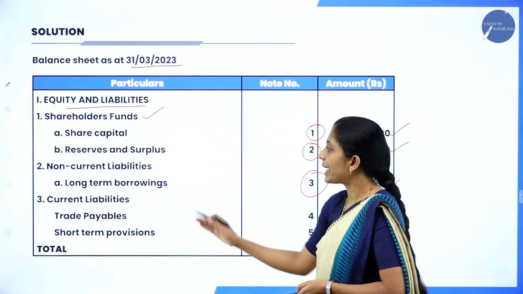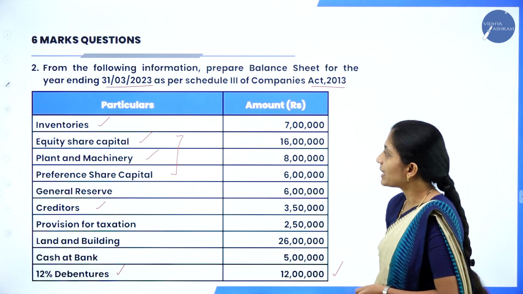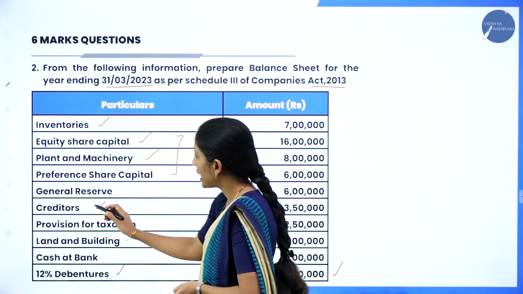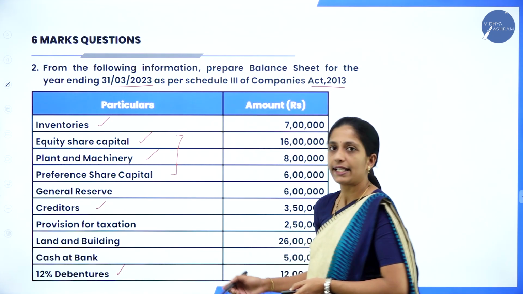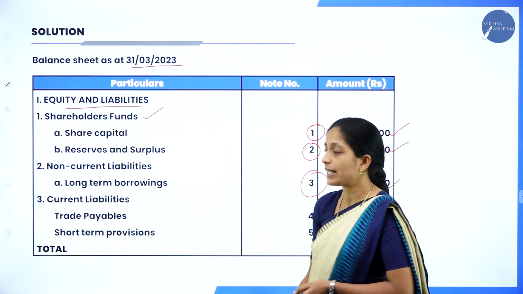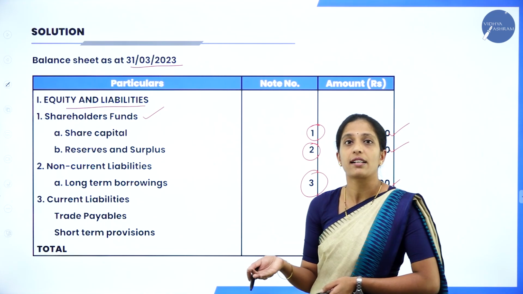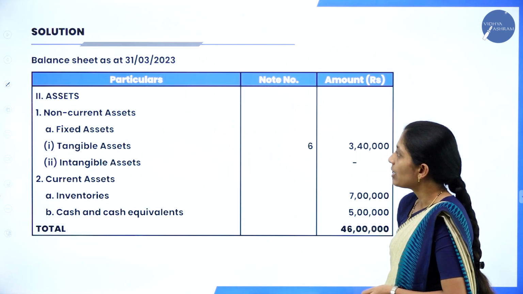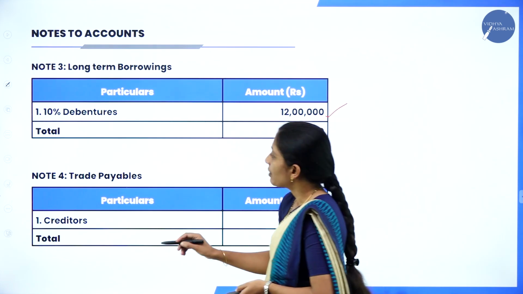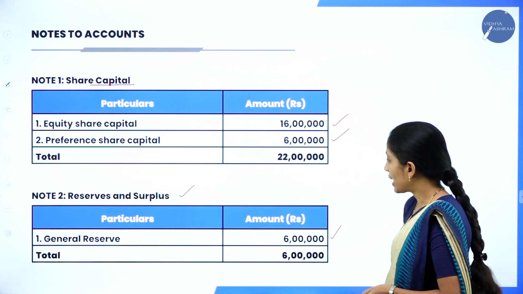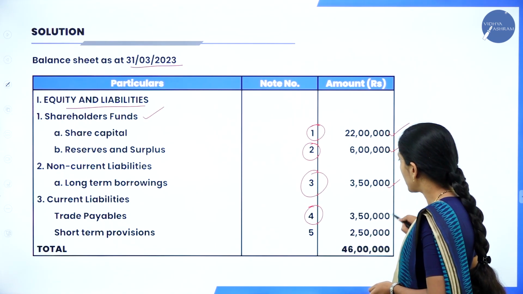Next one is current liabilities. What are the current liabilities we have here? That is creditors. Creditors is a current liability. Here also we have to prepare a note. Creditors is written under the heading trade payables. That is note number 4. So note number 4 is trade payables, creditors 3,50,000. So I'll write the amount 3,50,000.